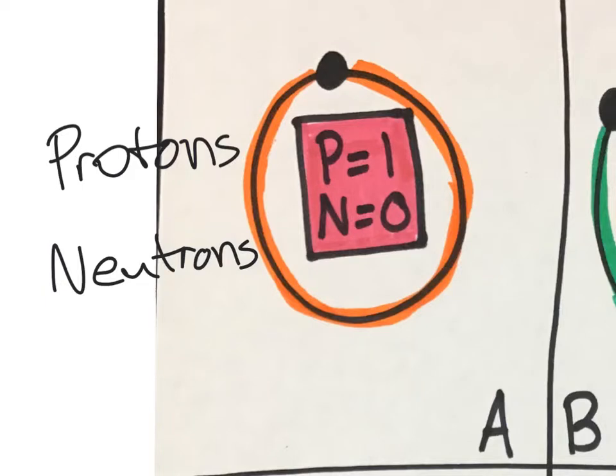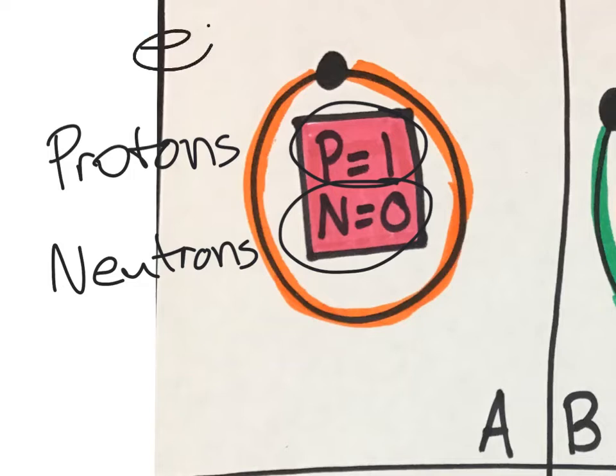The P in the center of the atom stands for the number of protons. The N stands for the number of neutrons. In this example, P equals 1 means that there is 1 proton or 1 positive charge. N equals 0 means that there are 0 neutrons. In order to find the number of electrons on this atom, all you have to do is count the dots appearing in the electron cloud.